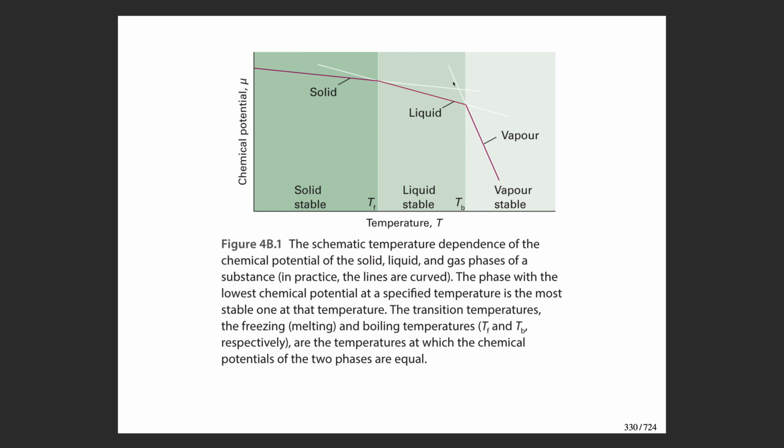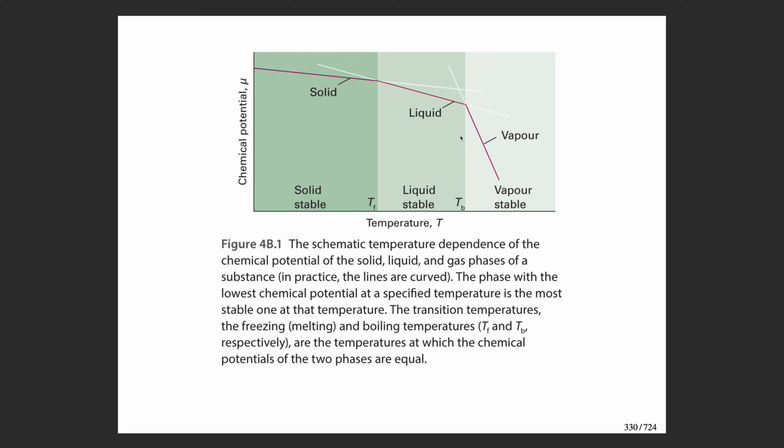And then at a certain point, however, the gas line will overtake both the solid and the liquid, and at high temperatures, it's the gas chemical potential that's lower. At these intersections, where the chemical potential of the solid equals the chemical potential of the liquid, we have solid-liquid equilibrium. This is where the melting point occurs. Over here, where the liquid chemical potential line crosses the line for the gas, we have the liquid in equilibrium with the vapor, and this defines the boiling point.